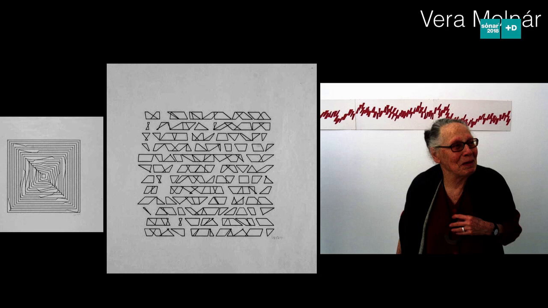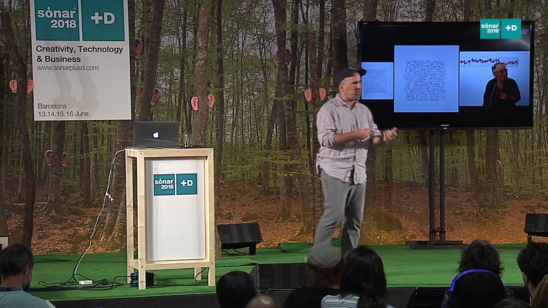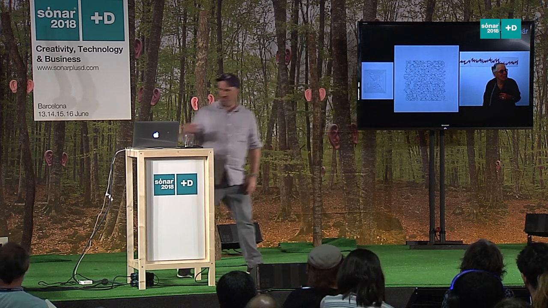Or the artist Vera Molnar. Vera Molnar is a Hungarian artist who lives in Paris. And since the 70s, she was writing software to control a pen plotter to make algorithmic drawings. And the students would look at her work and study her work and then try to recreate it using modern tools.